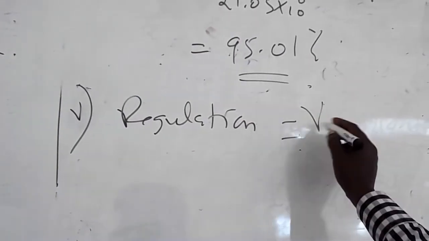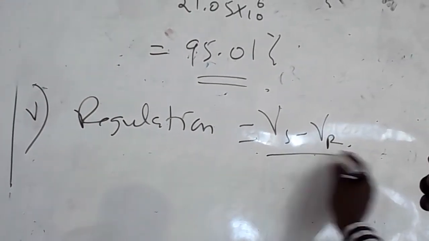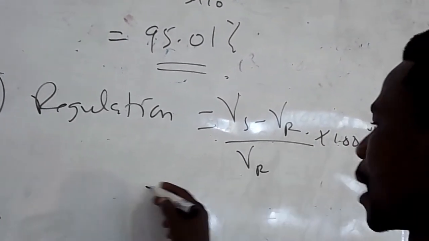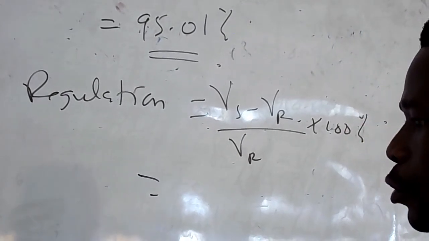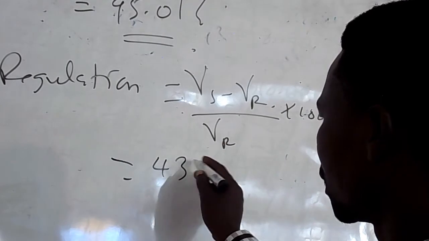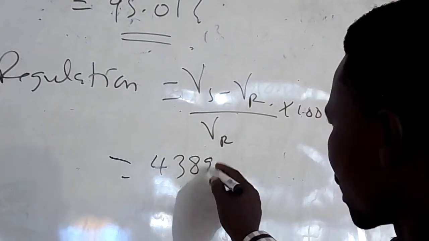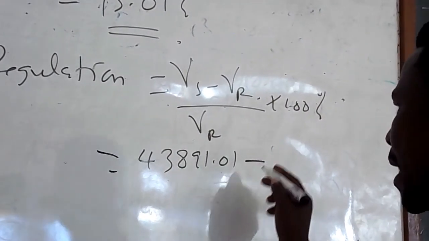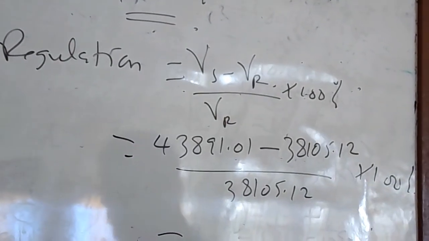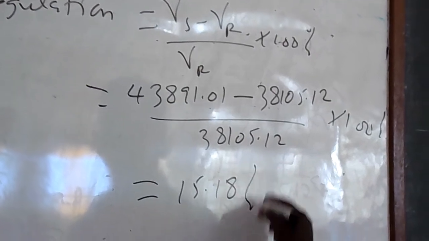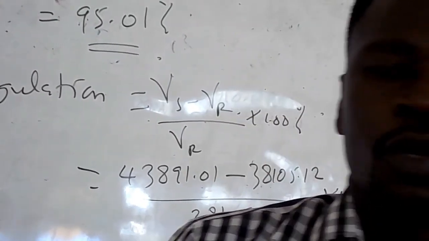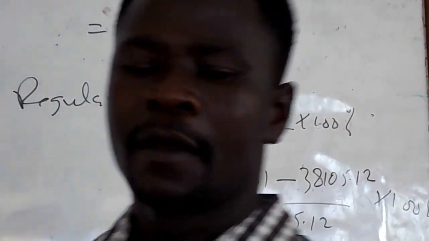Finally, voltage regulation. Regulation, we said, is Vs minus Vr all over Vr times 100%. And we had calculated these values we have. So you can see Vs from our calculation is 43,891.01 minus the receiving end voltage, which we calculated, in percent, and that gives us 15.18%. That marks the end of that calculation on the nominal pi method.